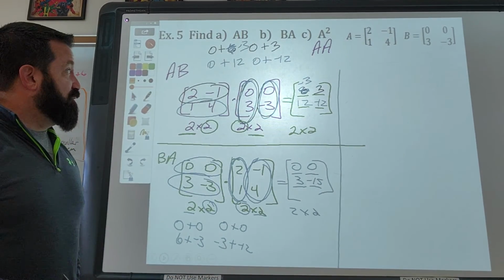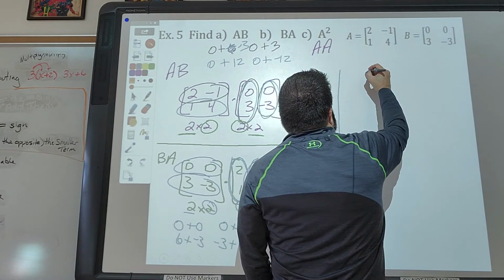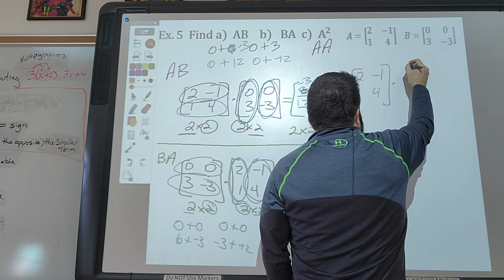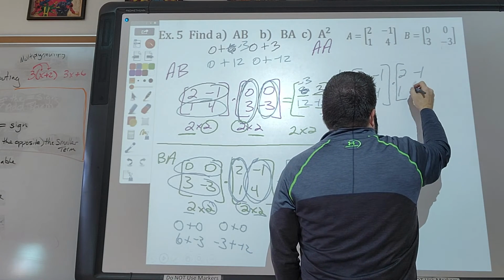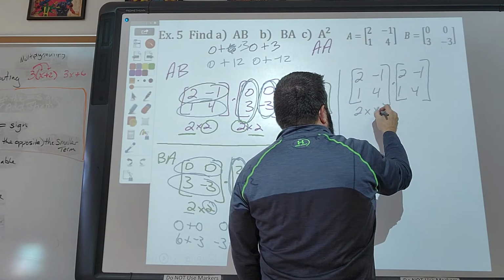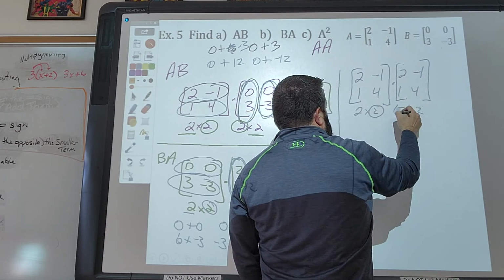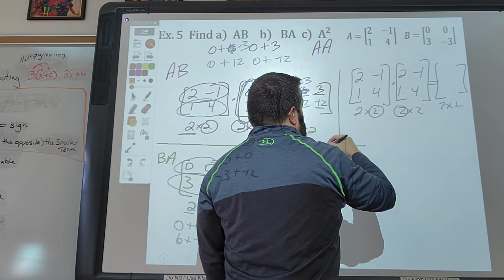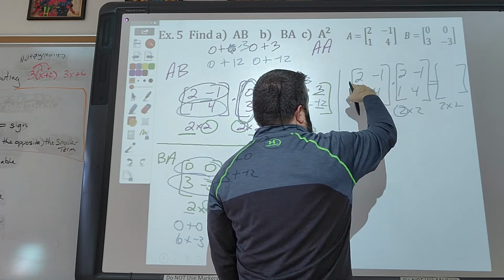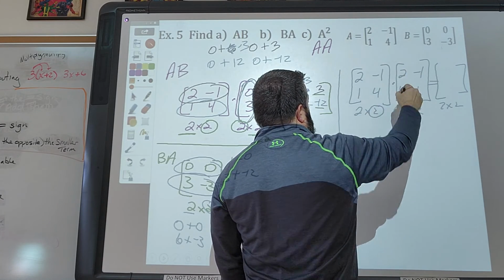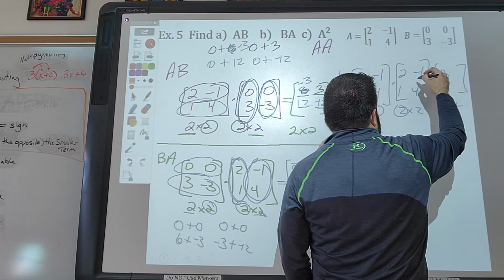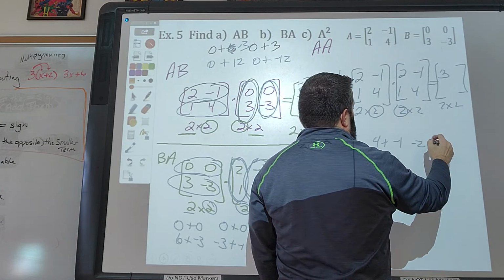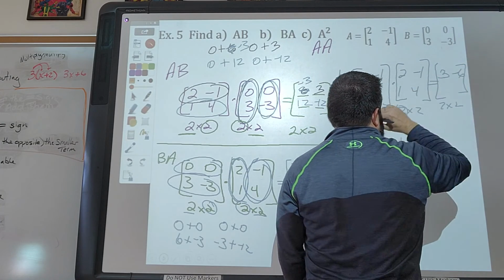So the last one will be to do A times A, or A squared. So I'm taking 2, -1, 1, 4, and I'm multiplying it by the exact same matrix. Again, 2 by 2, 2 by 2, same dimensions, it's possible. My answer is going to be a 2 by 2. So I'm multiplying row times column. I've got 2 times 2 is 4. -1 times 1 is -1, so I get a 3 there. Multiply that row times the second column. -2 and -4. That comes up to be -6.